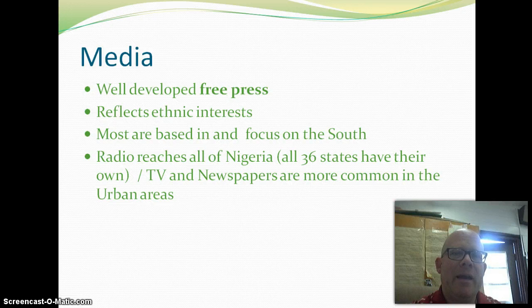Radio is the one unifying communication in Nigeria. It reaches the entire country. Almost all 36 states in Nigeria have their own radio stations. Television and newspapers are much more common in the urban areas and more common in the South.